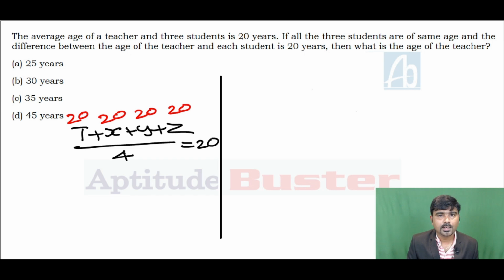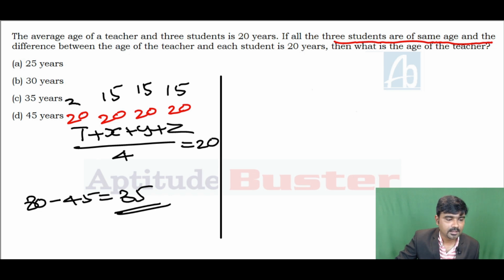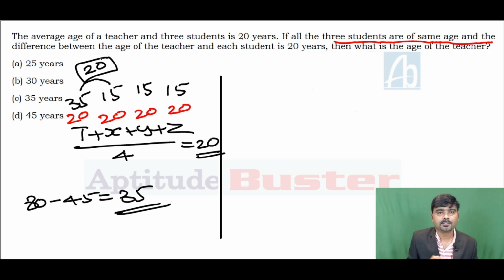Am I right? If I consider each one 20, 20, 20 and 20, the average is the same, 20. What's the total? Total is 80. And it is given the ages of all 3 students are the same. Now, if I consider Z is 15, Y is 15 and X is 15, what's the total now? 45. 80 minus 45 gives you 35, right? If the teacher's age is 35, it satisfies the condition: the average age is 20 and the difference between the teacher and each student's age is 20. This also satisfies, right? So the answer for this question is 35.